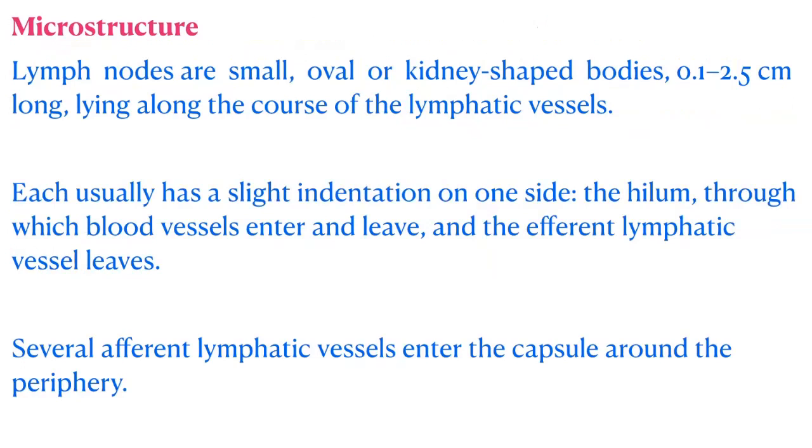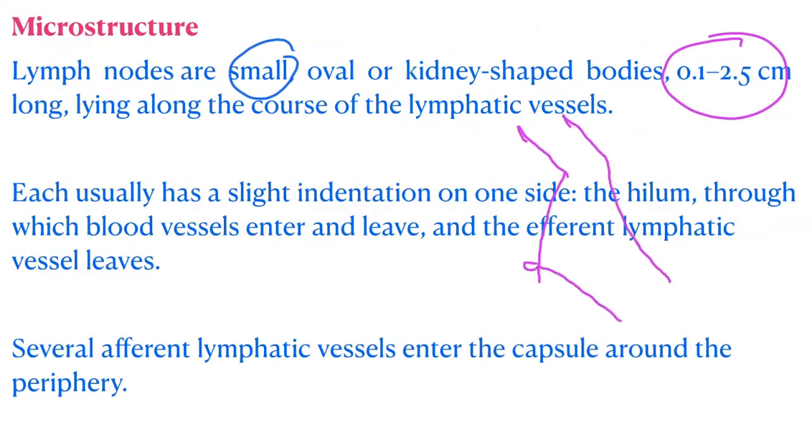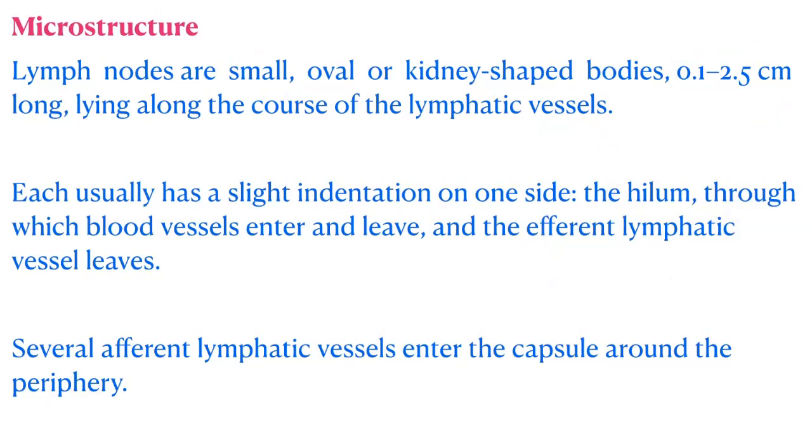Coming to the microstructure, lymph nodes are small, oval, kidney-shaped bodies, 0.1 to 2 centimeters long, lying along the course of the lymphatic vessels. That means if this is a lymph vessel, like that, the lymph nodes will be arranged along the course of the lymphatic vessels.